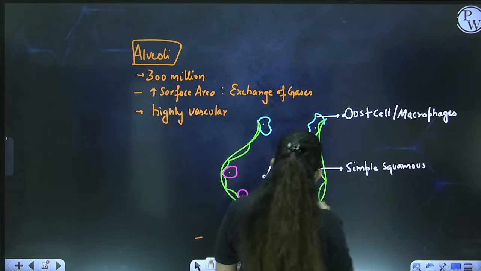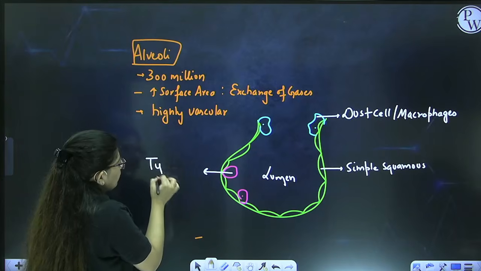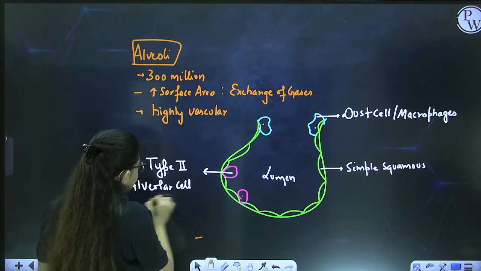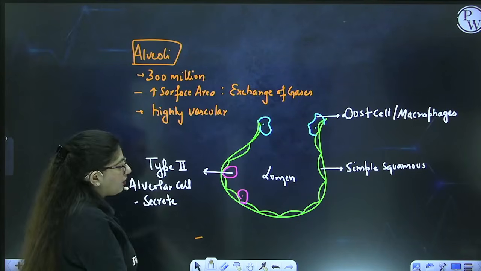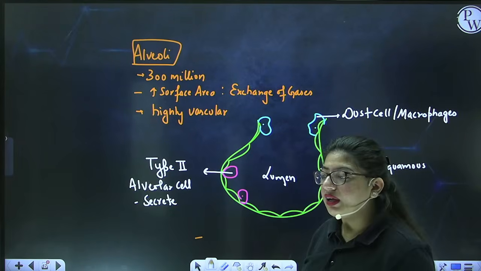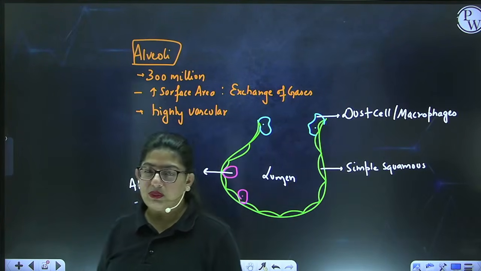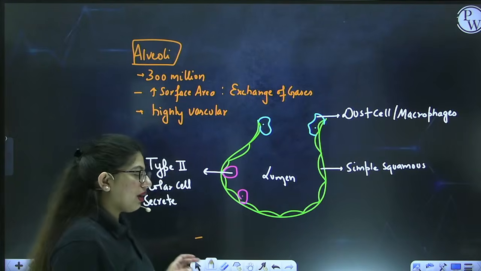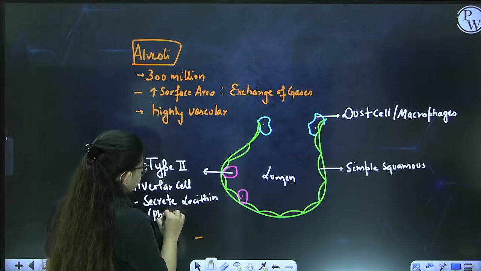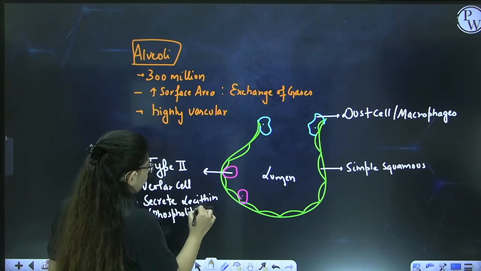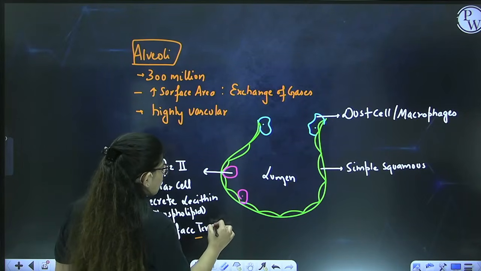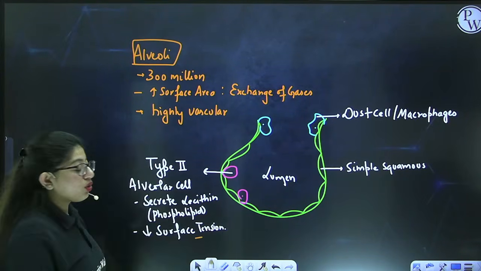Then we have these pink color cells. These are type 2 alveolar cells. These are very important. These cells secrete a phospholipid. A question on this was also asked in the NEET exam: lecithin is a phospholipid. Though it was a question from biomolecules, it also has an application here. It secretes a phospholipid, which is lecithin. The function of lecithin is to decrease surface tension and prevent collapse.